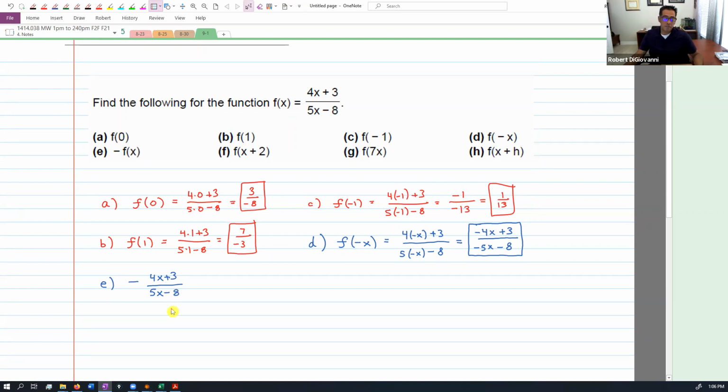And that is it. Okay, a negative in front of the function. Now, you could, if you wanted to, put the negative on top, meaning you have to distribute it through the top. And I talked about this in a previous class. When you have a negative on a fraction, you can leave it out front, you can put it up top, or you can put it on the bottom. So I could have decided to move that negative to the bottom, leave the top alone, and make it negative 5x plus 8. So all three of these are equivalent.